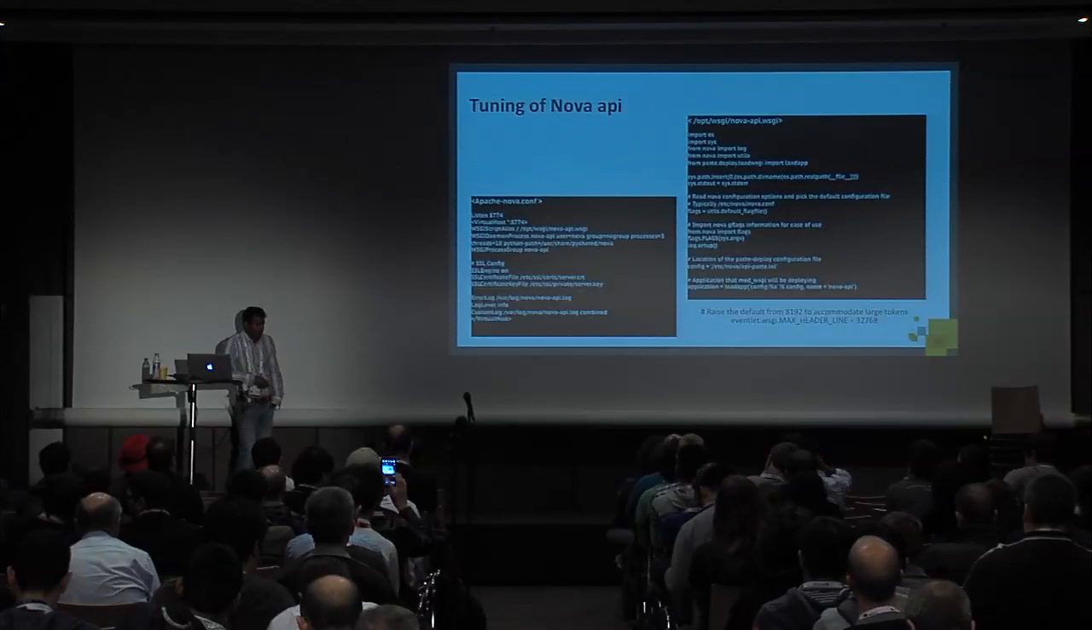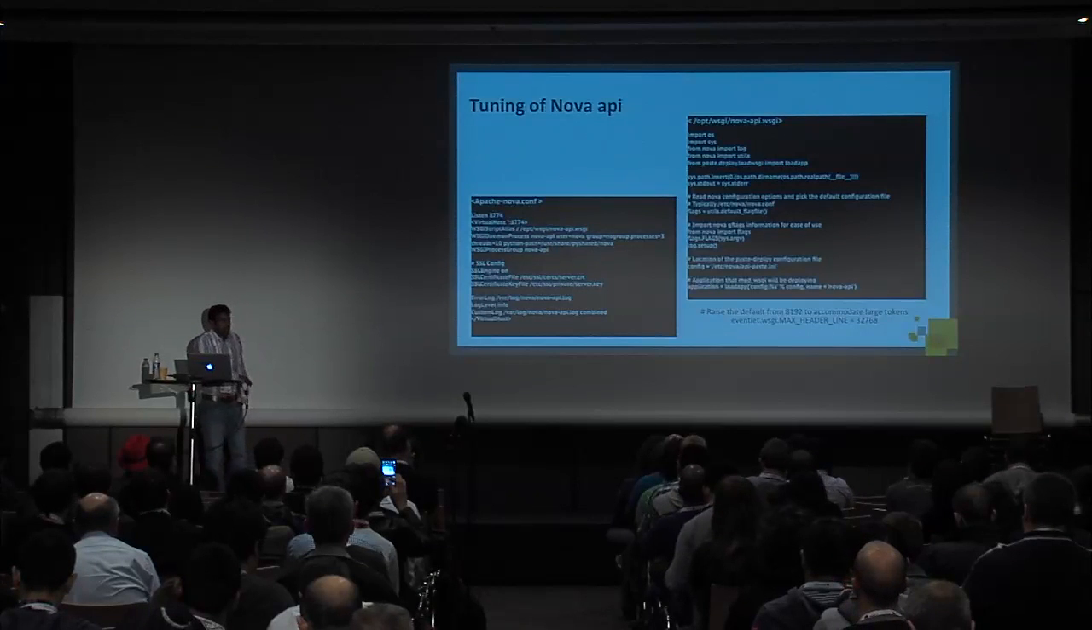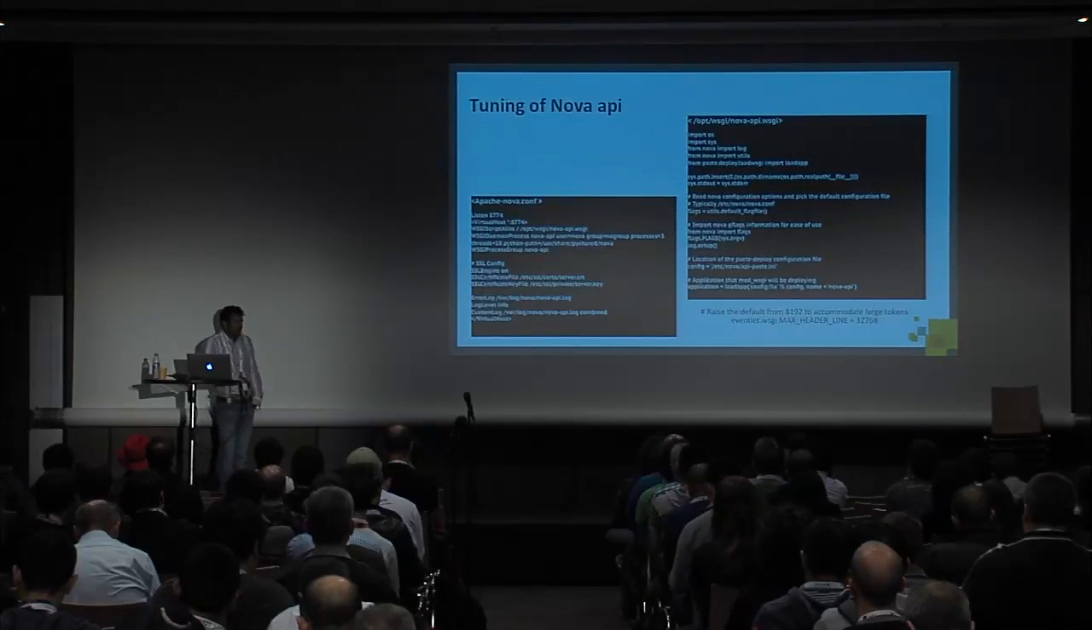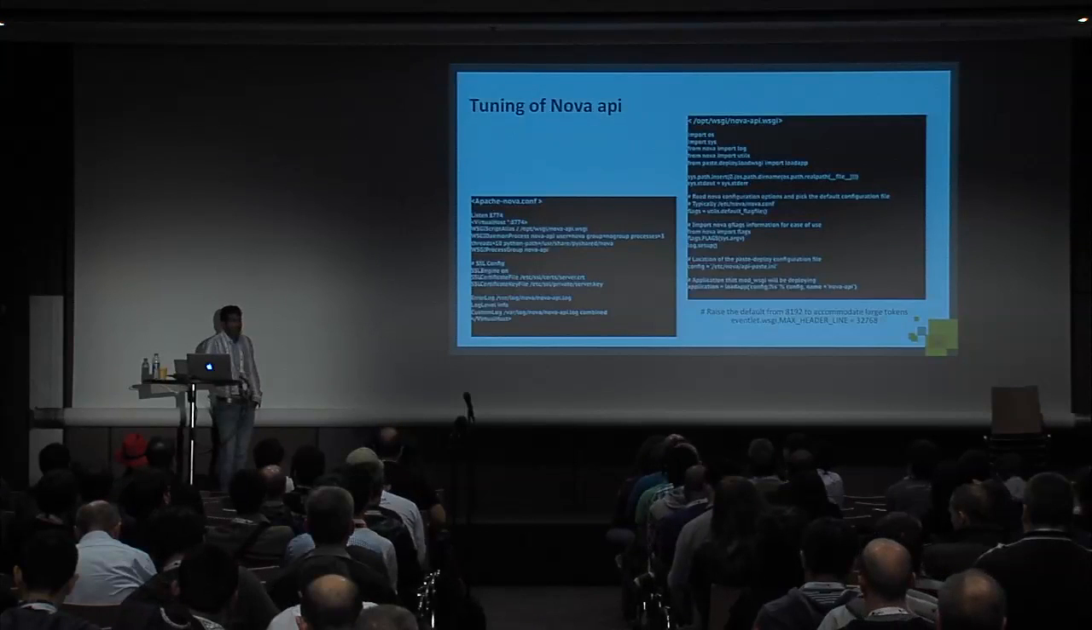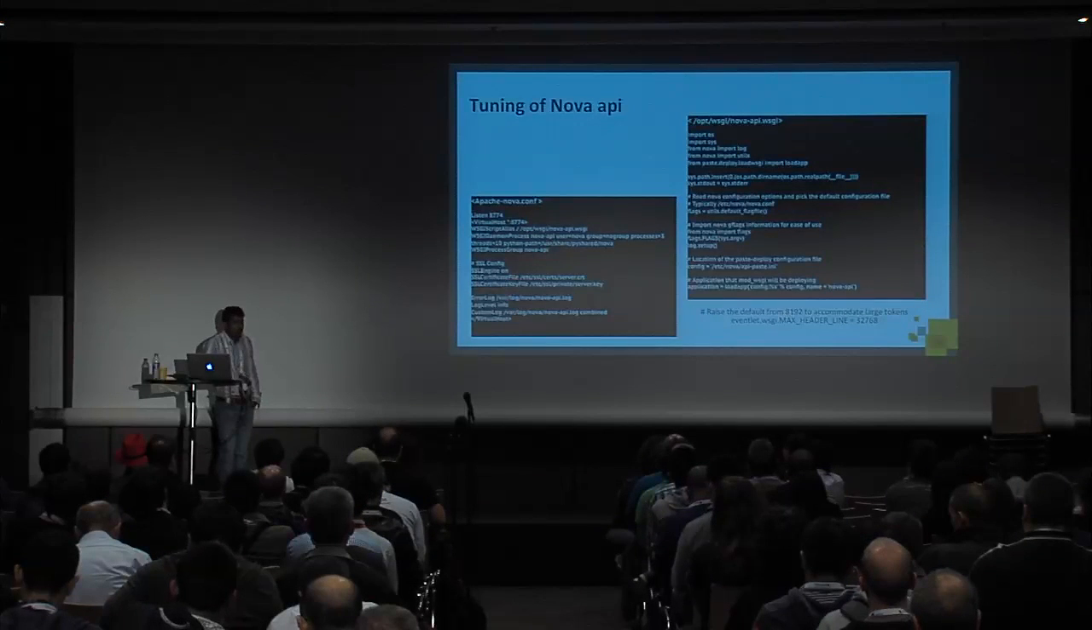By using Nova API behind Apache, the difference we saw was 8 workers with Python eventlets versus 3 processes with Apache serving it. So you see a significant difference.